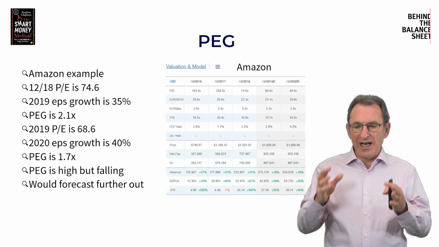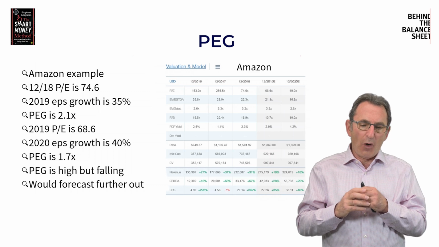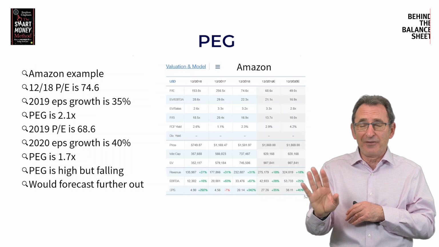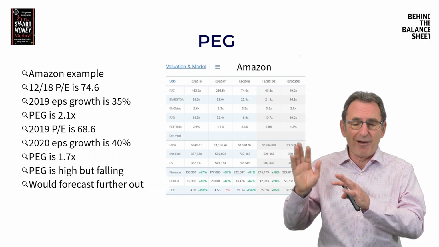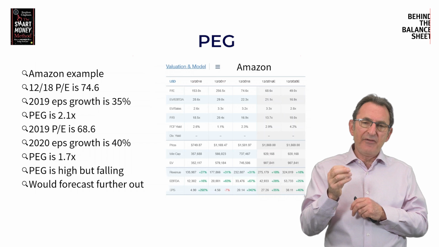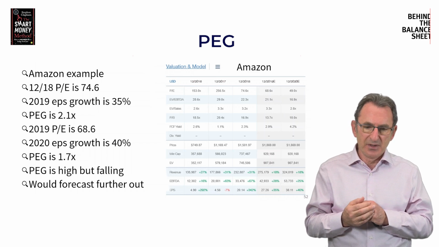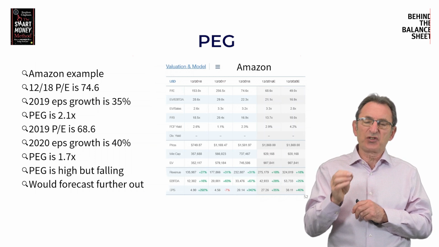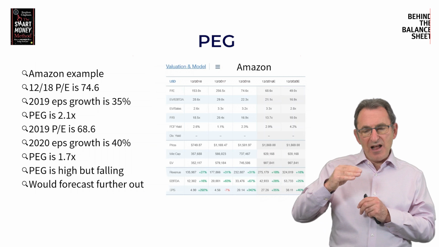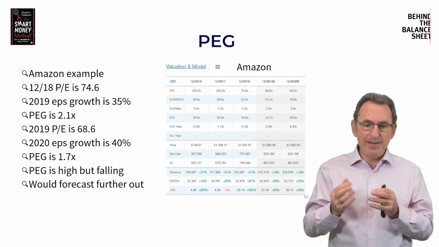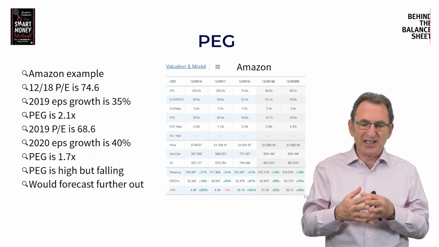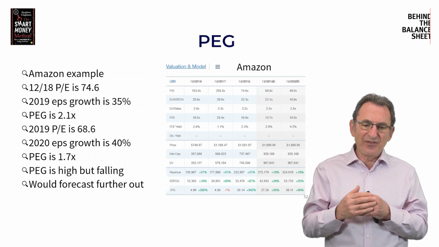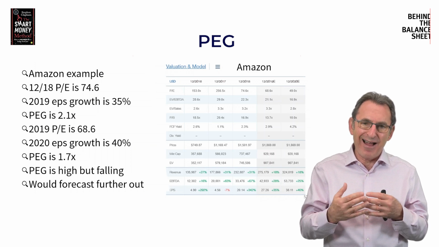And what I've shown you here is the Sentio printout for Amazon. And you can see that these data are a little bit out of date, so the numbers would be higher today. But the PE for December 18 was 75 times. The 2019 EPS growth, 35%. That's a PEG of just over 2 times. But when you look at a year forward, the 2019 PE is 68.6 times. And the 2020 EPS growth is 40%. So the PEG is 1.7 times. That PEG is high, but falling.